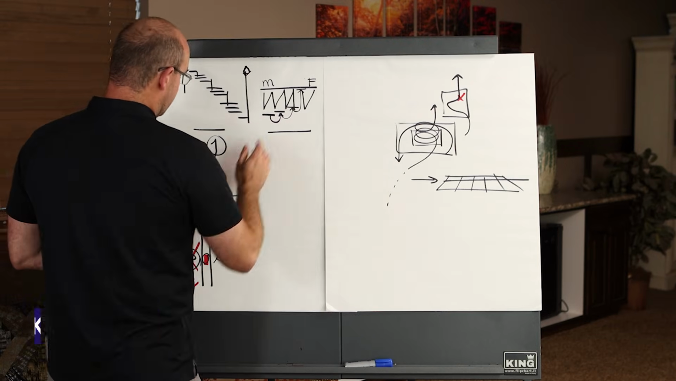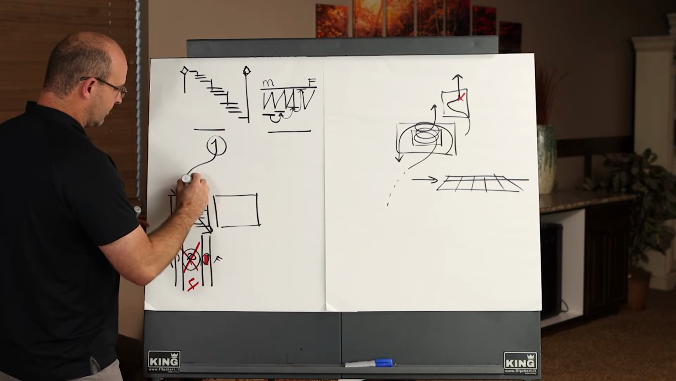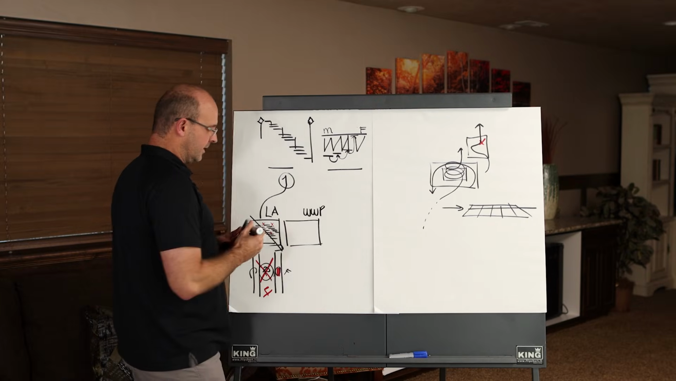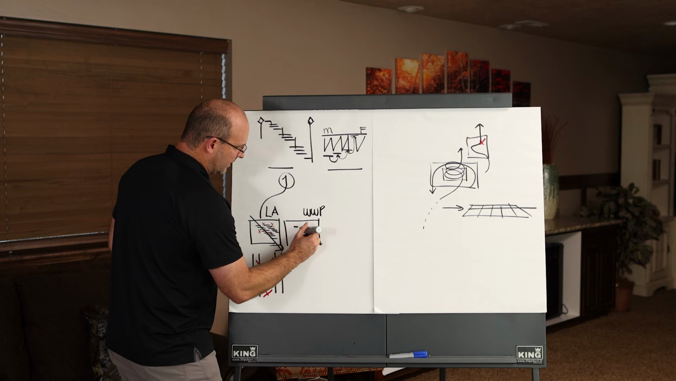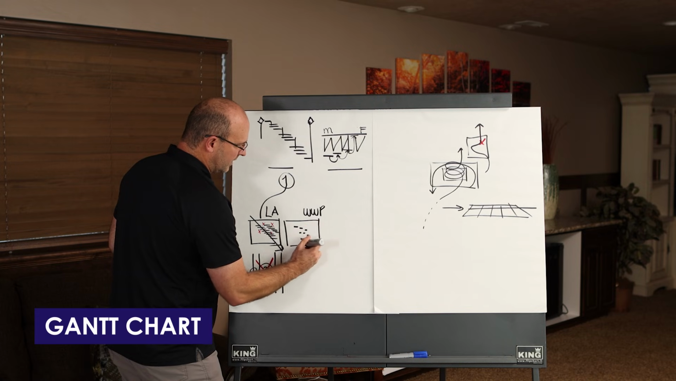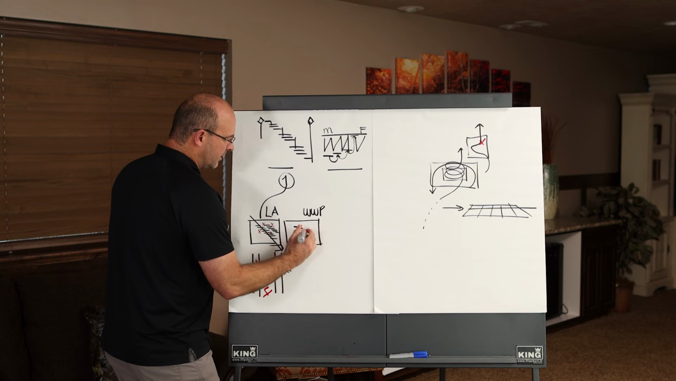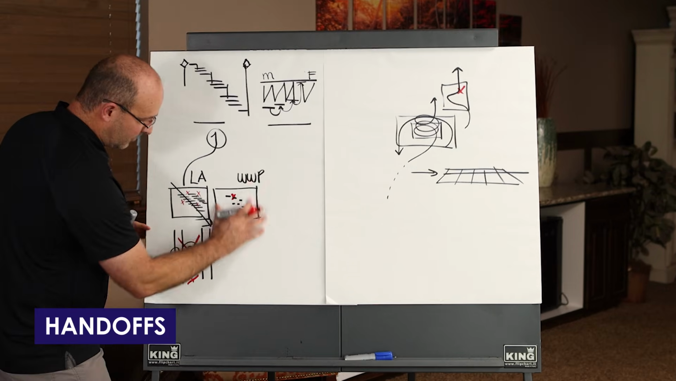Now, the other thing you do in the Trade Partner Weekly Tactical, I'll mark this LA for look ahead. This is your weekly work plan. You coordinate a weekly work plan, and this one's a little bit different. It looks more like a Gantt chart because everything's on its own line, but in here as well, you're going to be coordinating handoffs, and hopefully the work's cleared.